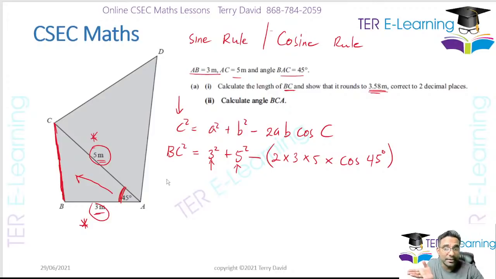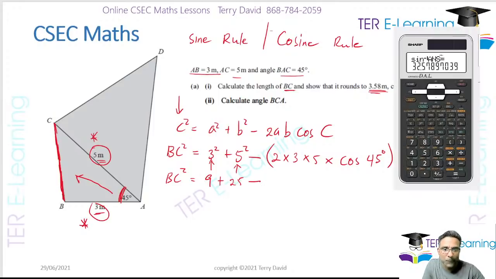That's all I did. Now, even with this, students have trouble because they try to do it in one go in the calculator, right? Please don't do that. Work it out in parts. 3 squared will give me 9, plus 5 squared is 25, minus. So this part here, I will use my calculator.